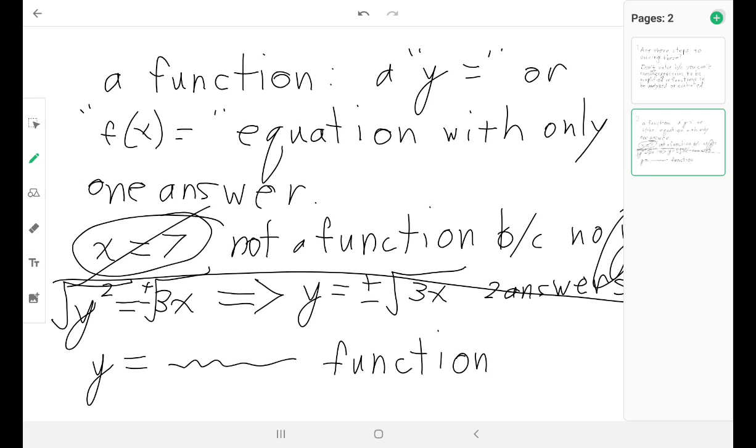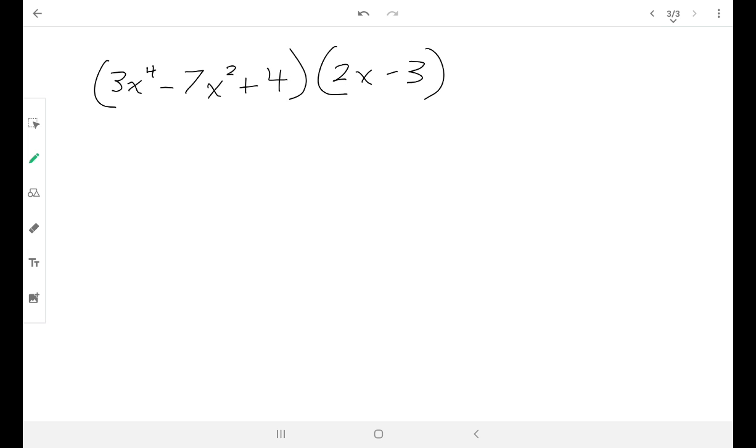Let's talk about multiplying two polynomials. Okay? When you're talking about multiplying two polynomials, and I'll make one up here. Let's say we have 3x to the fourth minus 7x squared plus 4 times 2x minus 3. Okay? You had a question about whether this was a minus or a negative, and the answer is that it represents both.